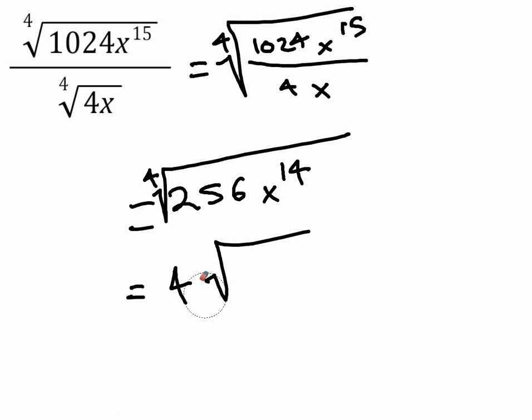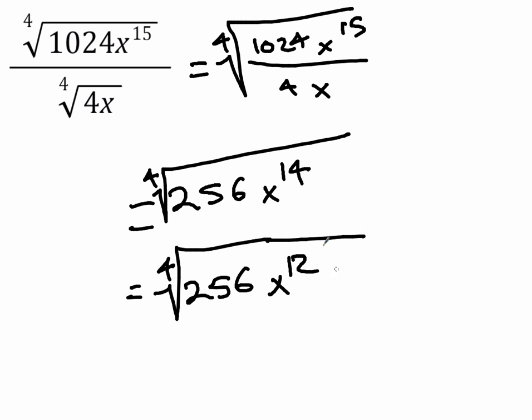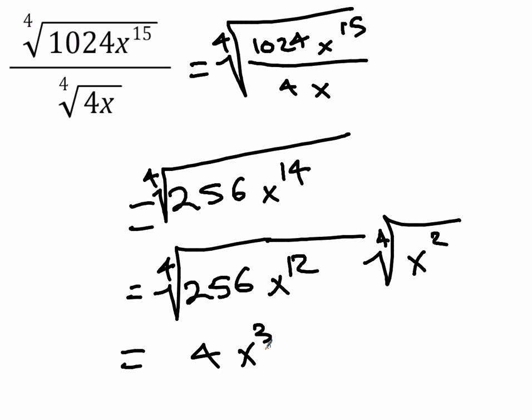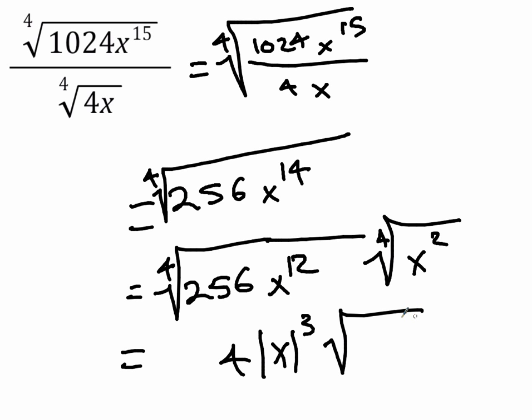Well, let me rewrite the whole thing like this. You're going to have things that are perfect fourth roots and things that are not. X to the 12th. 12 is a multiple of 4, and so I can pull out 12 x's, and I have to leave 2 x's inside. The fourth root of 256 is 4. The fourth root of x to the 12th is x cubed, but again we need those absolute values because we had an even number and an even number there. So let me write that a little bit nicer. 4 times the absolute value of x cubed times the fourth root of x squared.